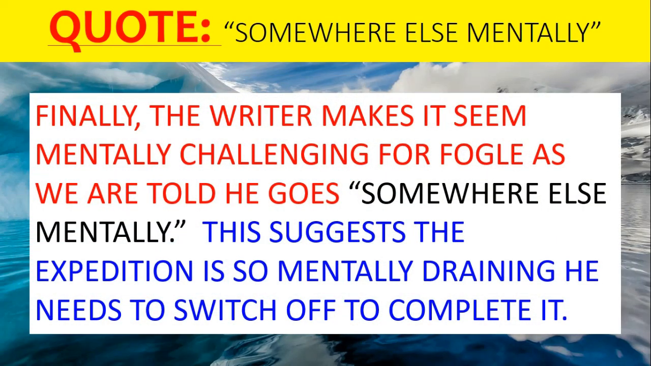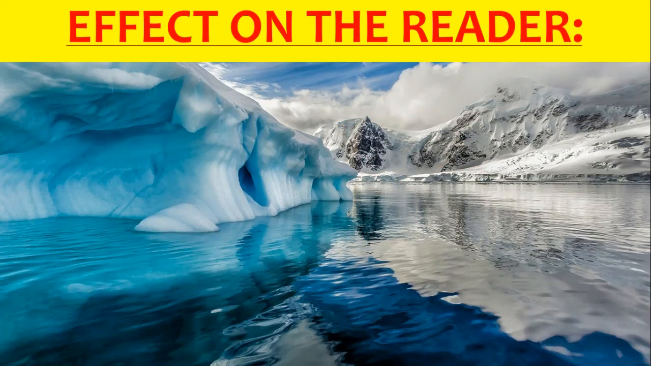Last one. Finally, the writer makes it seem mentally challenging for Fogle, as we're told he goes somewhere else mentally. So why does somewhere else mentally mean it's difficult for us? Well, this suggests the expedition is so mentally draining he needs to switch off to complete it. So the writer has chosen to use the quote somewhere else mentally, and we've got to say why. Why has he used it? Well, he's used it because it suggests it's so awful that they can't keep their mind on skiing all the time, that they've got to switch off and almost zone out.